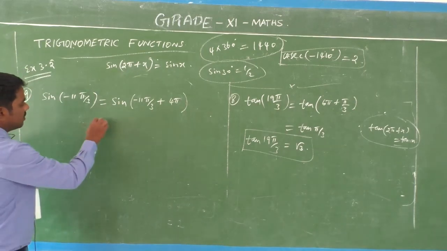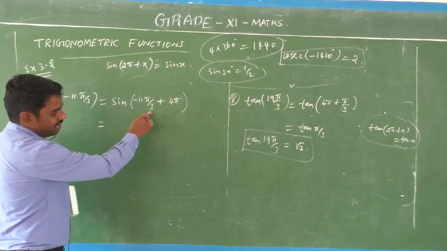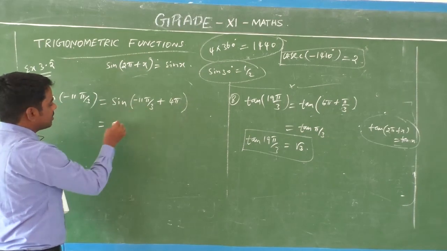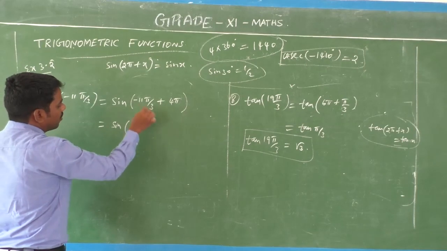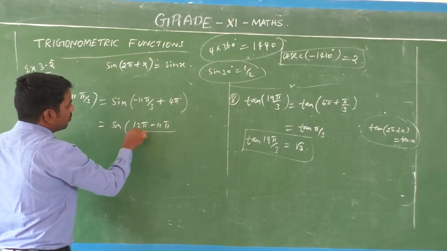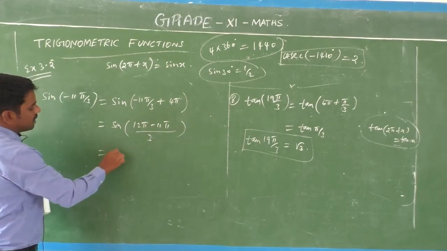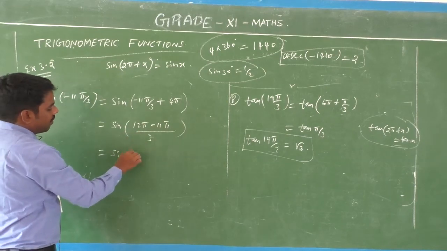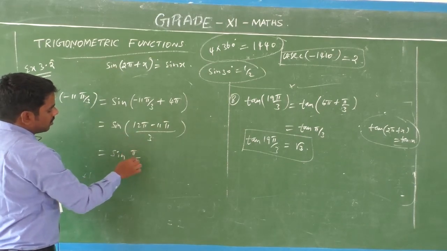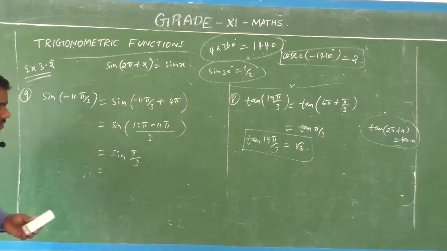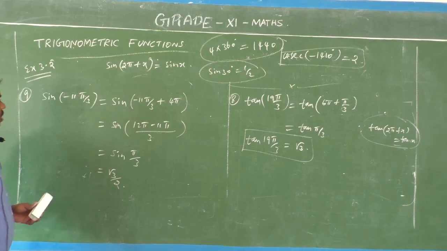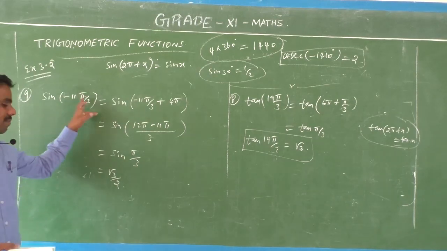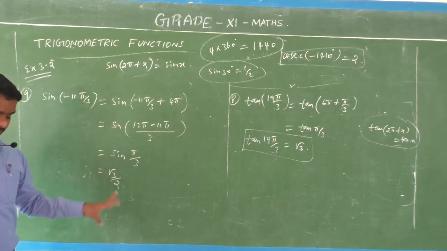Right. 4 into 3 is 12, so 12 pi minus 11 pi divided by 3. So sin of 12 pi minus 11 pi, that is 1 pi by 3, so sin pi by 3. Sin pi by 3 value is root 3 by 2. So sin minus 11 pi by 3 value is root 3 by 2.